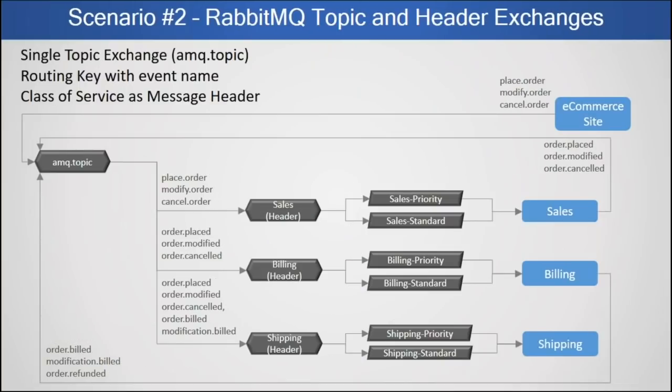We could even do the same thing again, but with a header exchange. So we don't put the priority in the routing key, we now put it as a message header. And then we just use a header exchange to route based on a message header. So it looks very similar.